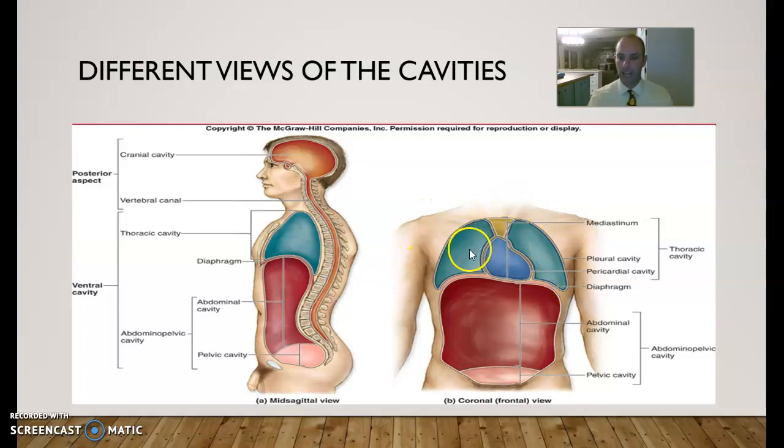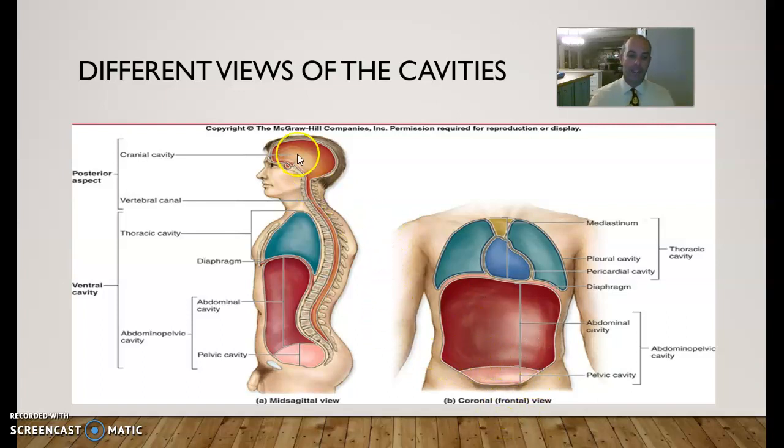You'll see the pleural cavity around the outside here, the pericardial cavity in here, the diaphragm which separates them into the superior region and the inferior region. You'll notice the inferior region, the abdominal cavity, doesn't have anything listed in it here now. It's where our organs are going to be. And then the pelvic cavity, which is going to be down below here.